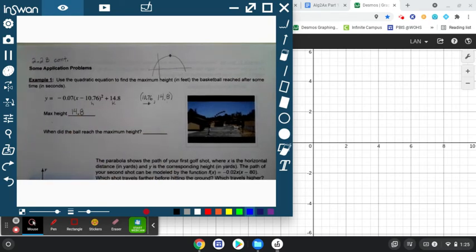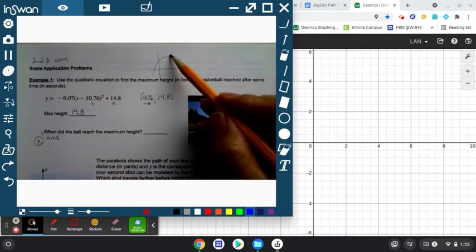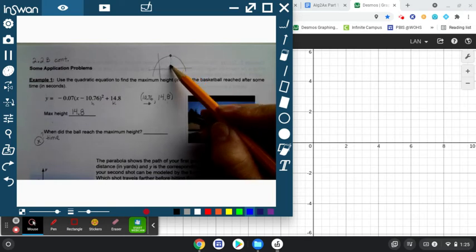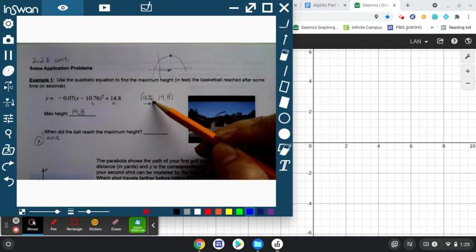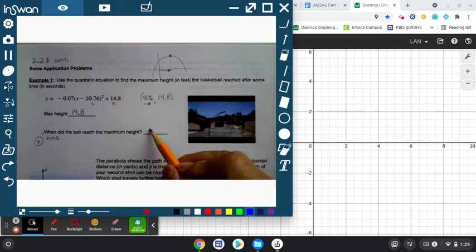Okay? And it says when. When is a time that they're asking for. When did the ball reach that maximum height? So at the highest point, how much time has passed? So that's really what x is. So here I'm going back to that point. I want to know how much time has passed, and that would be the x value of my vertex. So that is 10.76.